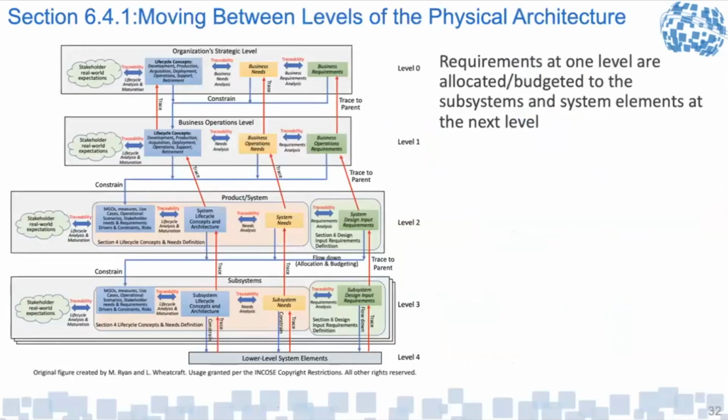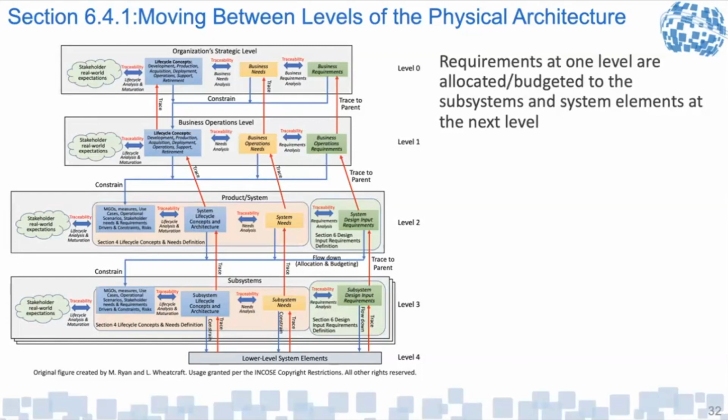Requirements at one level are allocated and budgeted to subsystems at the next level. And as this diagram shows, they are then inputs into the lifecycle concept and needs definition process. In theory, for every part of the architecture, you're going to have lifecycle concepts and needs defined, which will then be transformed into the set of design input requirements for that entity.